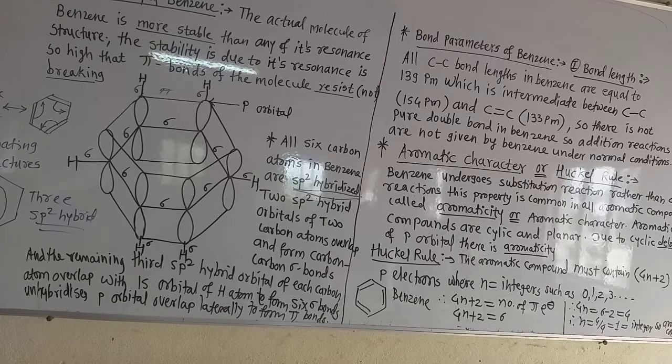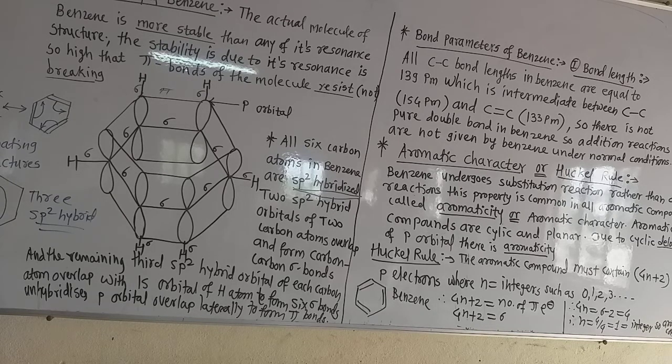All the 6 carbon atoms in benzene are sp2 hybridized. The sp2 hybrid orbitals of neighboring carbon atoms overlap and form the carbon-carbon sigma bonds, and the remaining third sp2 hybrid orbital of each carbon atom overlaps with the 1s orbital of hydrogen and forms the 6 sigma bonds with hydrogen. The unhybridized p orbitals, which do not take part in the hybridization, overlap laterally and form the pi bonds.